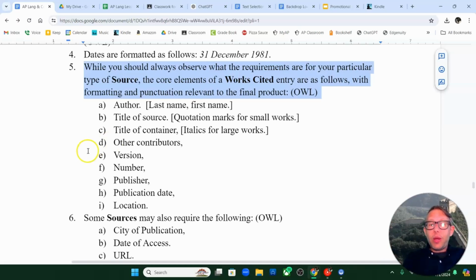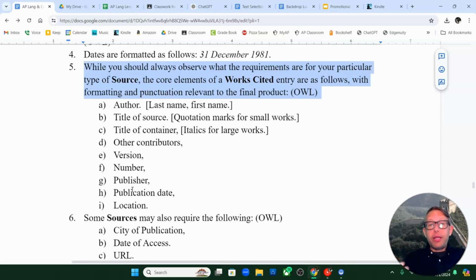So in such a situation, you'd be starting with the author and then the title of the source. If that source has a container, you'd be moving down to that. Any other contributors, perhaps a translator, perhaps an editor, whatever that situation might be. If there's a version number or a number for that particular text, you would use that, followed by the publisher, publication date, and location. Now, there is no hard and fast rule that applies to all of them. Like I said, this is a good jumping off point.